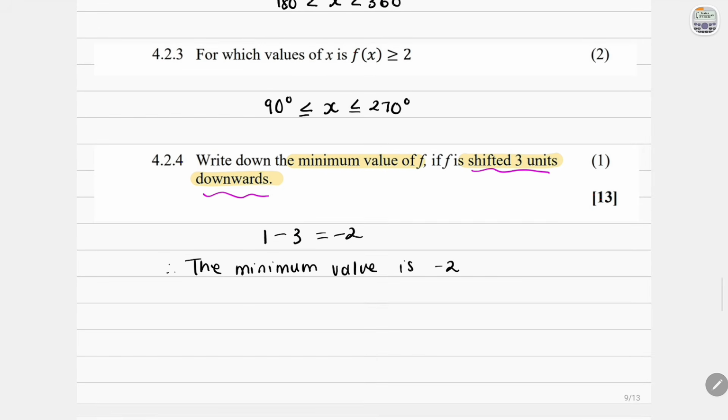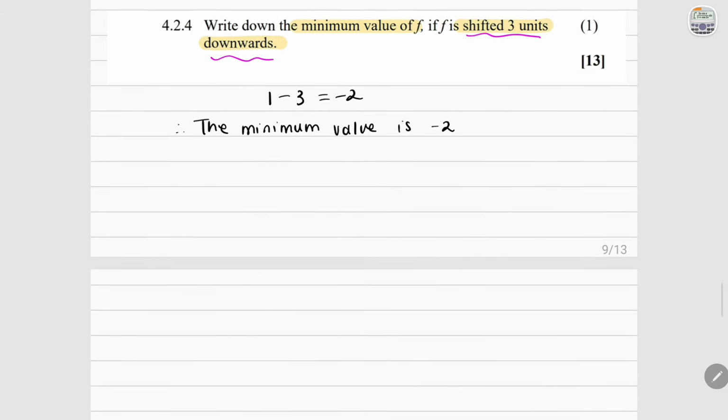And that is it for question 4. Okay, so that is the last question for this paper.